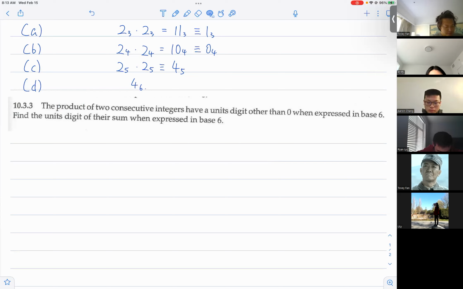1、2。所以你看要怎么做呢？Is it 4 and 5? 4 and 5. Yeah, can be 4 and 5. And there's another possibility though. I'm gonna find the sum of their units digit.